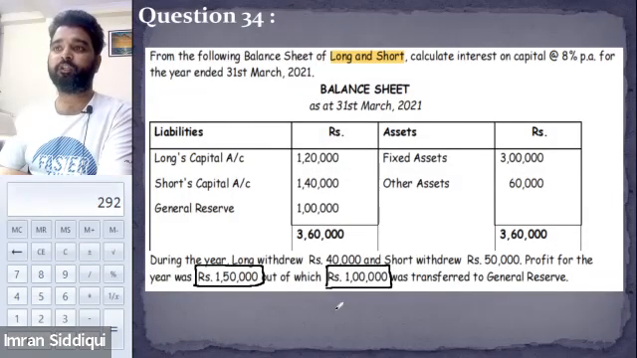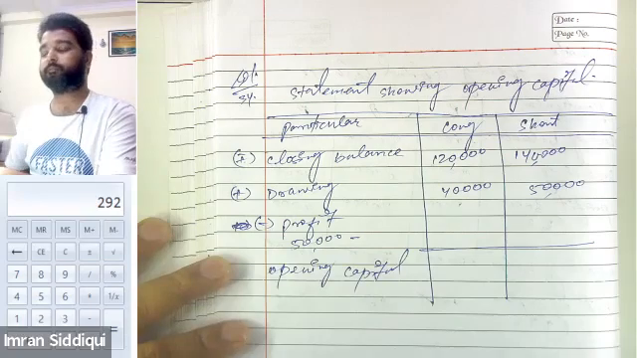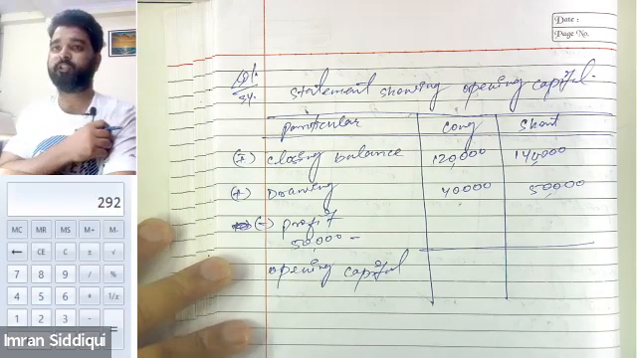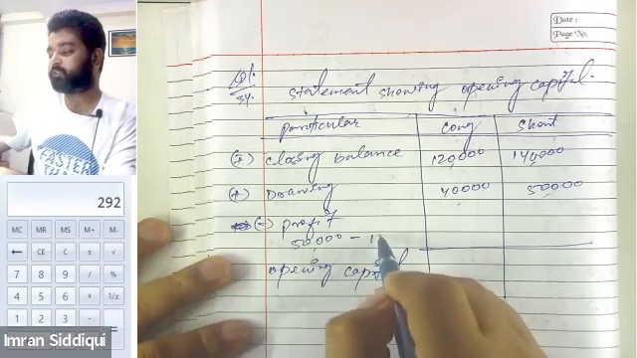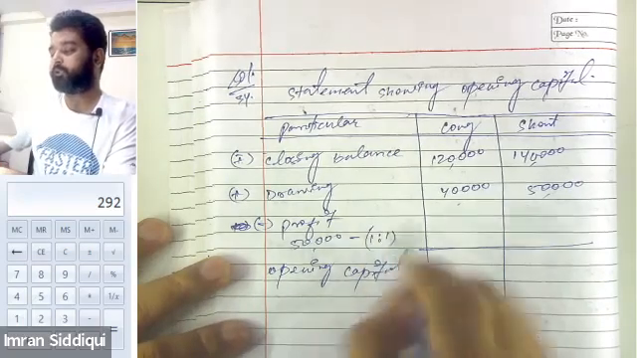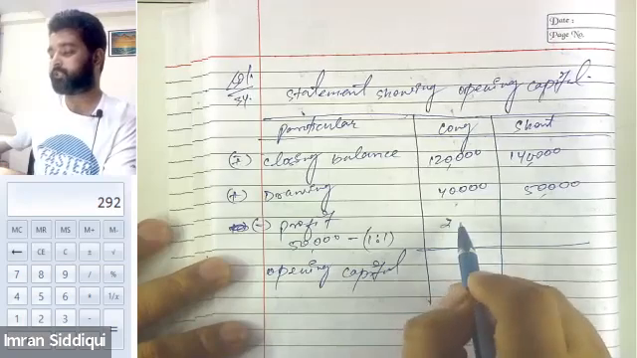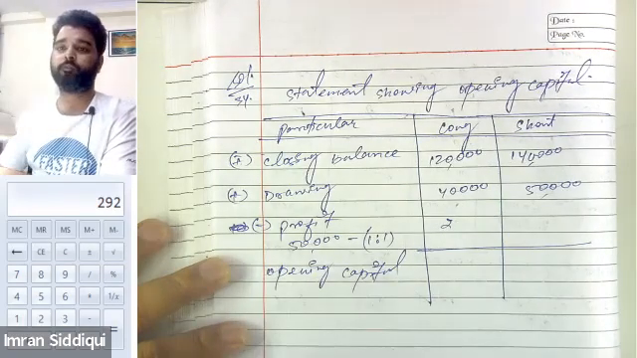And the profit sharing ratio is missing in this question, right? Profit sharing ratio is not given in the question. So could any one of you tell me in what ratio this 50,000 will be divided among the partners? If profit sharing ratio is not given, equally. Correct, Halima, very good. So this 50,000 will be divided among the partners equally, so 25,000 each.